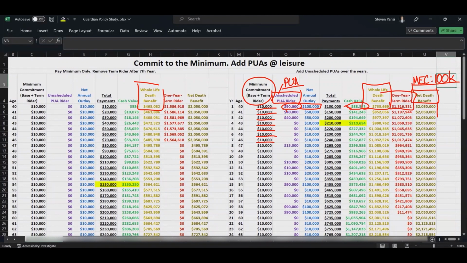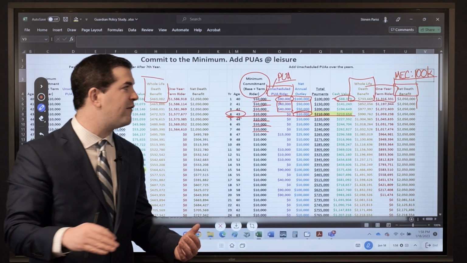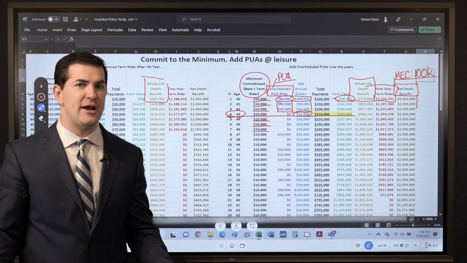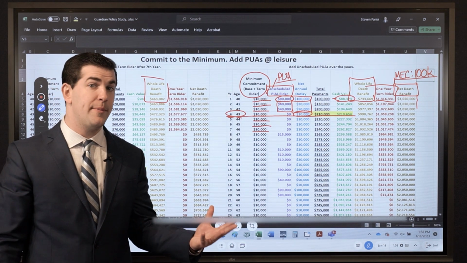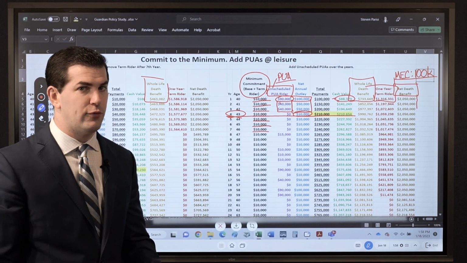However, the death benefit with this design remains level at $2,050,000. So then what we do the next 2 years, we add some extra funds, 40K into PUAs. The net outlay each year is 50K. Then in year four, we pay just the minimum, 10,000. Total out of pocket, $210,000 over 4 years. My break even point, year four.